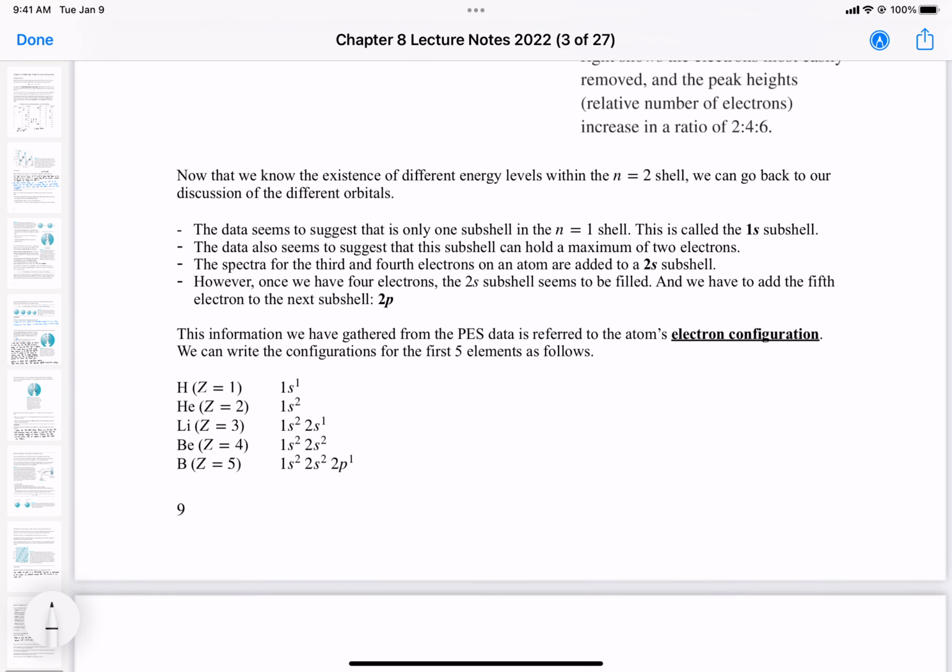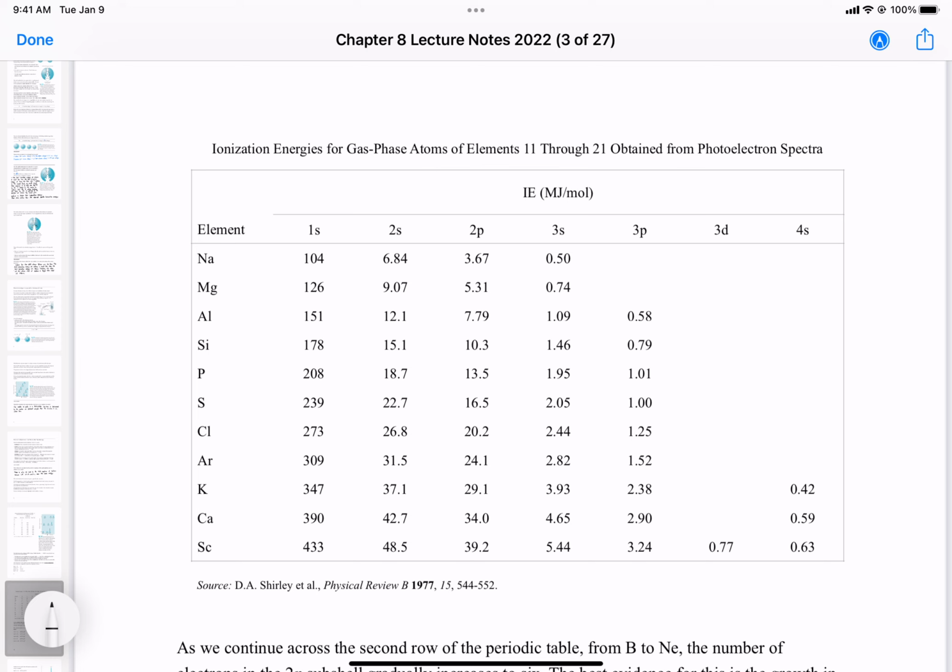As we continue across the second row of the periodic table, we eventually get to sodium, which goes to the third row. So now we see here we're going to the 3s, 3p, then 3d, then 4s2.